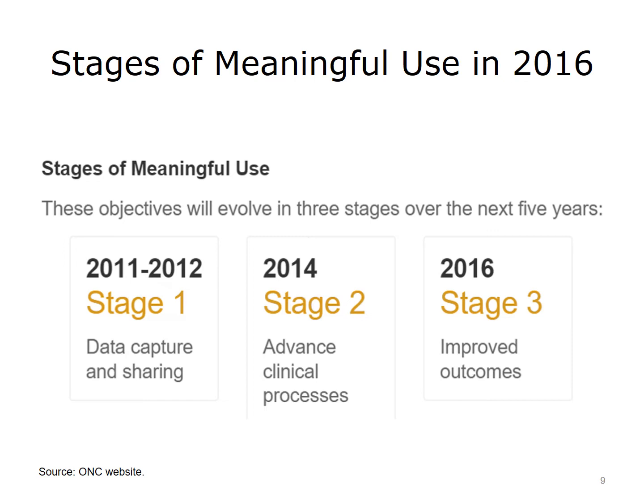Criteria have been divided into 2 sets: a core set that must be met by all eligible providers, hospitals, and critical access hospitals in order to qualify for incentives, and a menu of additional criteria from which they must select any 5 choices to receive incentives.